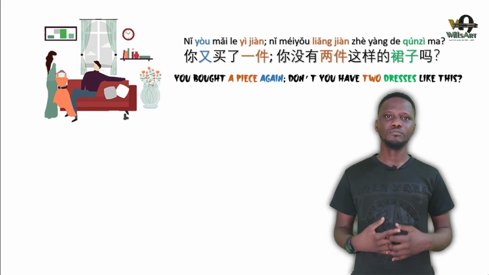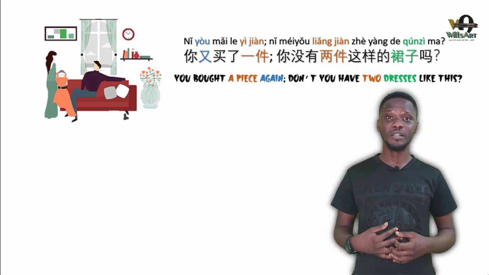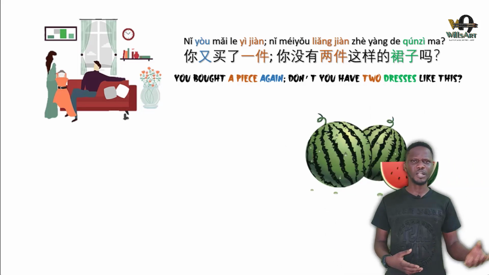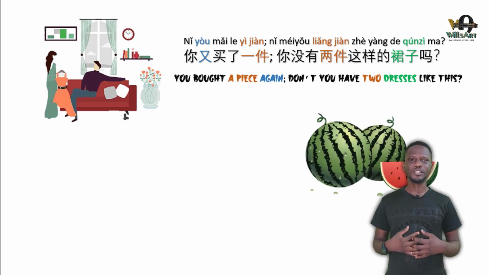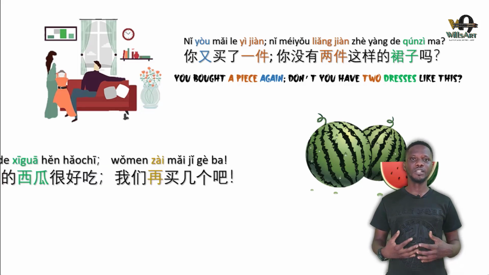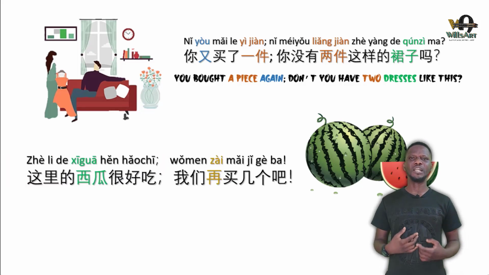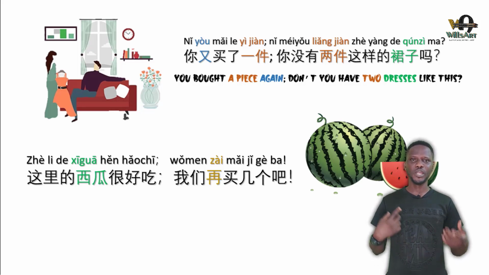Let's say you went to the supermarket, you bought a watermelon and you tasted it. Of course you want to buy more, right? So this is how to say it in Chinese. 这里的西瓜很好吃，我们再买几个吧。这里 means this place. 西瓜 means watermelon. So 我们再 means we again, 买 to buy, 几个 some or few. So 吧 is like a suggestion. The watermelons here are very delicious. Let's buy more.